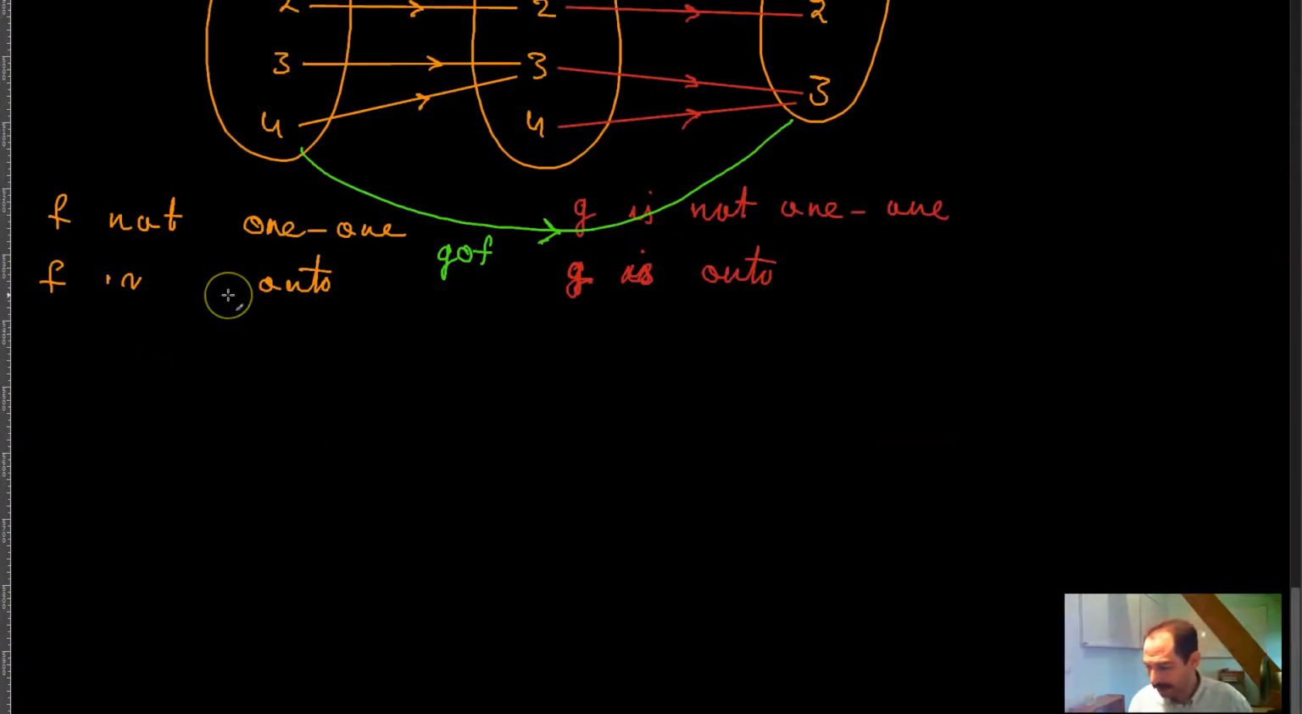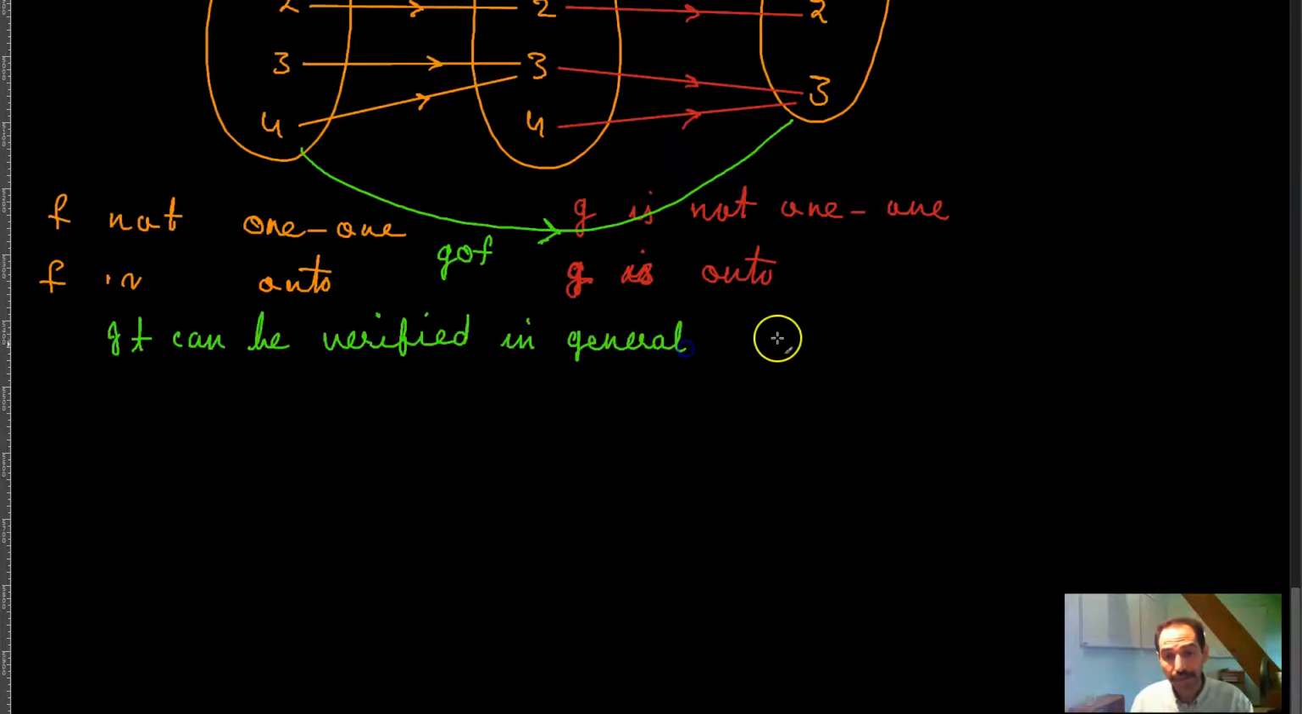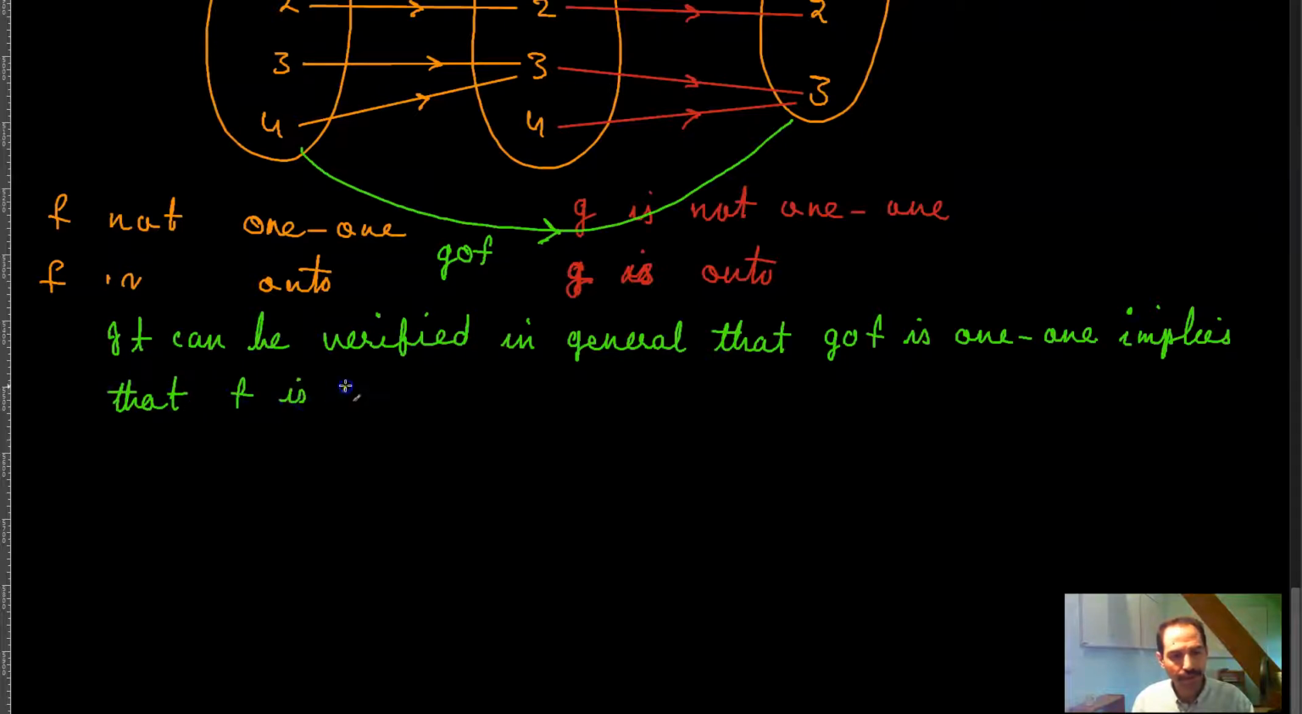And basically the meaning of this implication must of course be understood. So we can say that it can be verified in general that g∘f is 1, 1 implies that f is 1, 1.